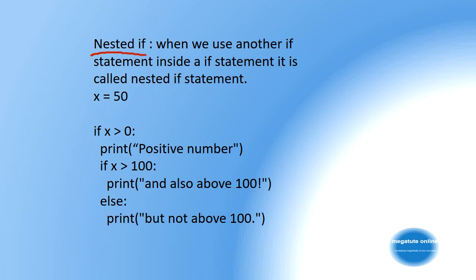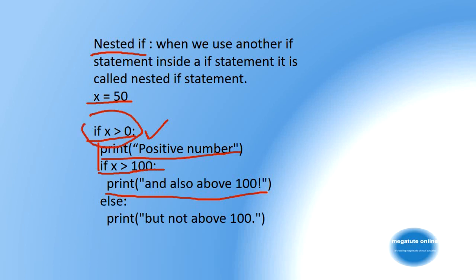If you look at this example, we have stored x equals 50, and then we are saying if x is more than 0, print positive number. And inside the scope of that same if, I have put another if. Now if x happens to be more than 100, it's going to print and also above 100. Okay. Else it's going to print but not above 100. So in this case, x is 50, which is more than 0, but it is not more than 100. So it's going to print but not above 100. So this is the way when we use an if and another if inside that if. So it's called a nested if.